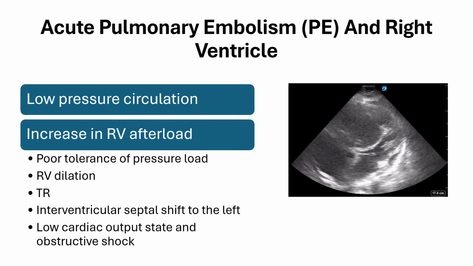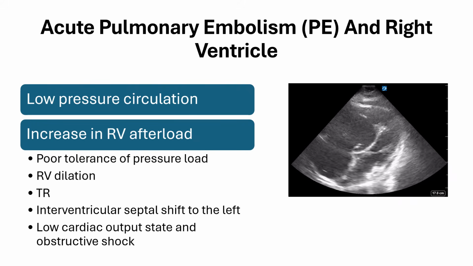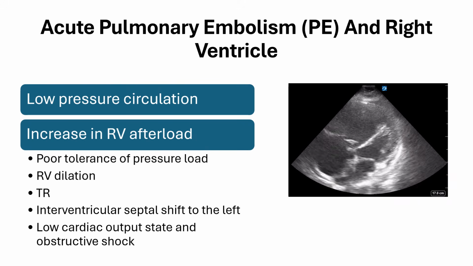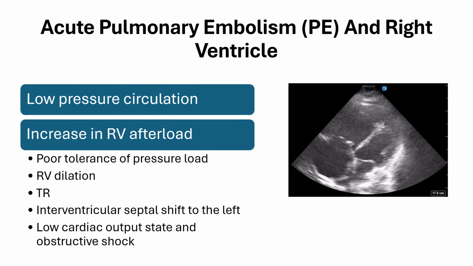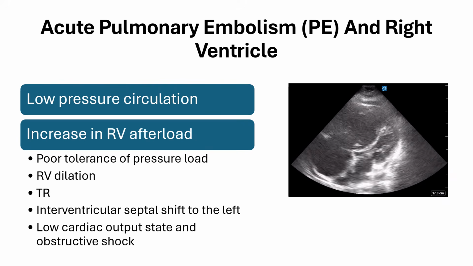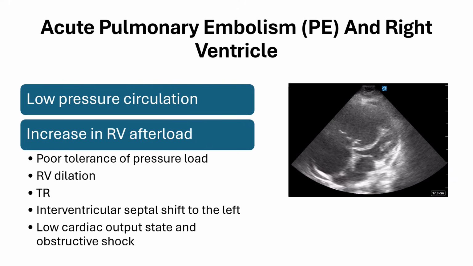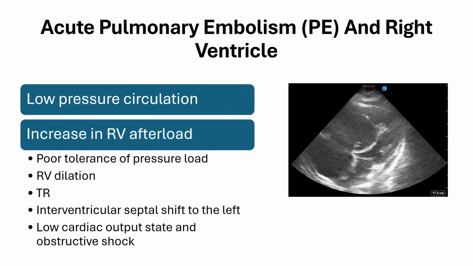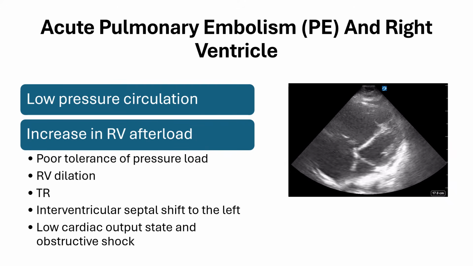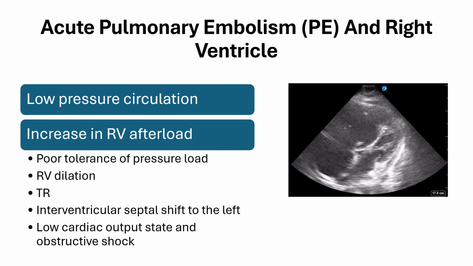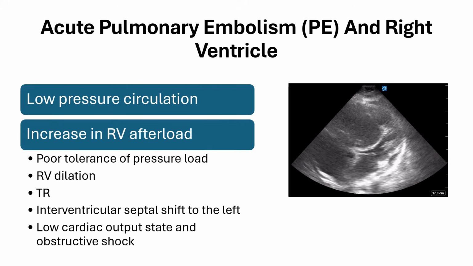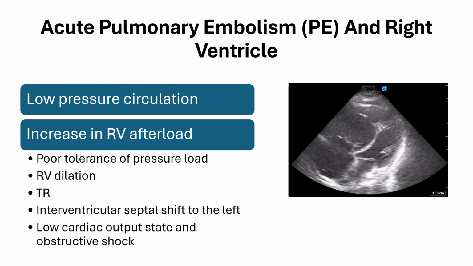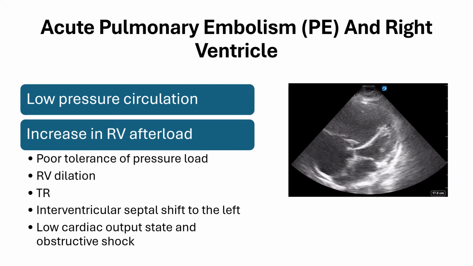Let's review how the right ventricle responds to acute pulmonary embolism. Under normal physiological conditions, the right ventricle ejects blood into the low-pressure pulmonary circulation. Some cases of acute pulmonary embolism lead to acute rises in pulmonary vascular resistance and increased afterload for the right ventricle, which is usually not well tolerated. This leads to RV dilation, development of tricuspid regurgitation, interventricular septal shift towards the left, low cardiac output state, obstructive shock, and in extreme cases, death.